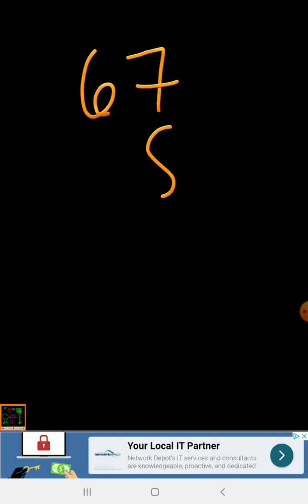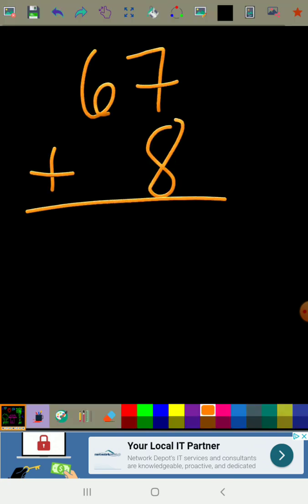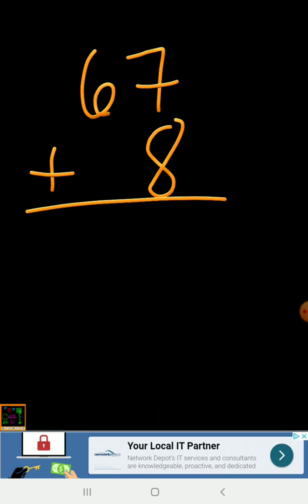Alright, so now a little bit more complicated. What happens if you have 67 plus 8? Start on the right side. 7 plus 8 is 15. Right? But we can't write 15 right here. We can only write the number in the 1 spot. So we're going to write 5.